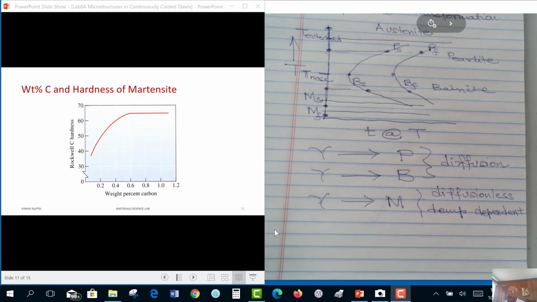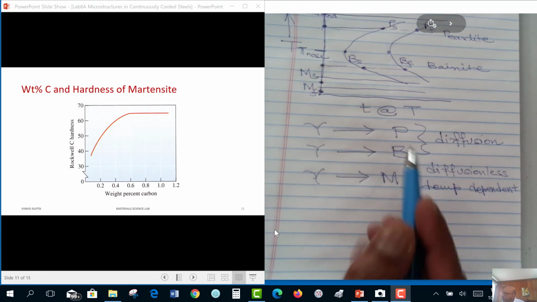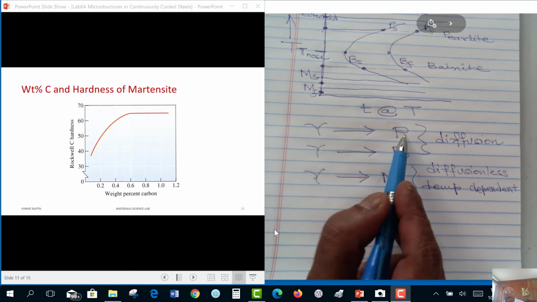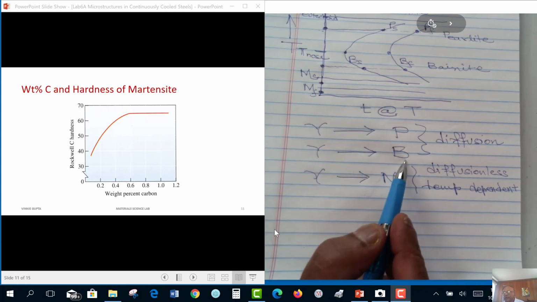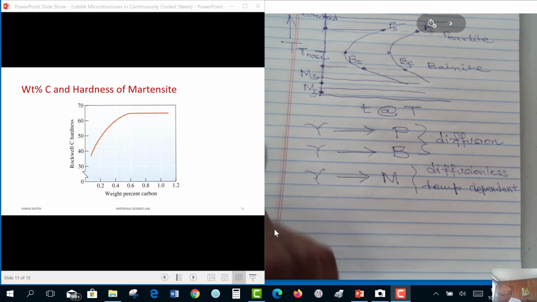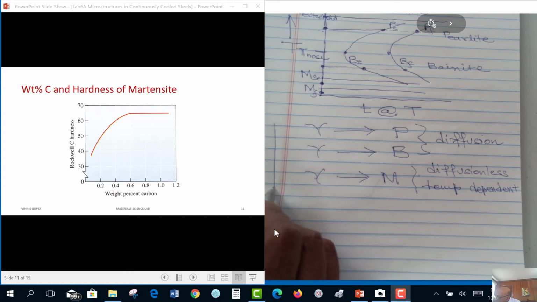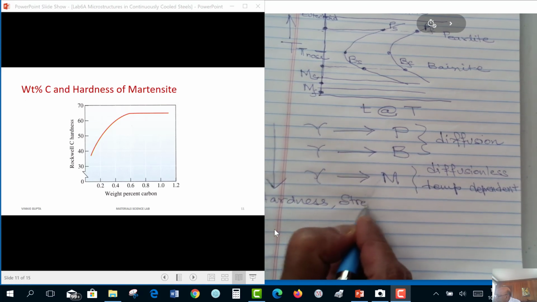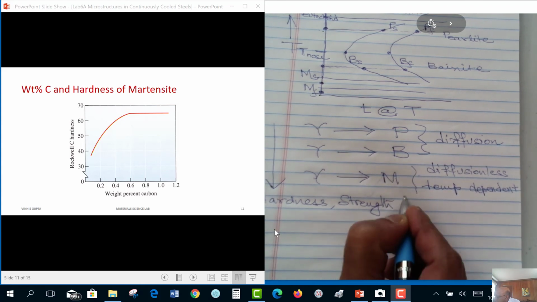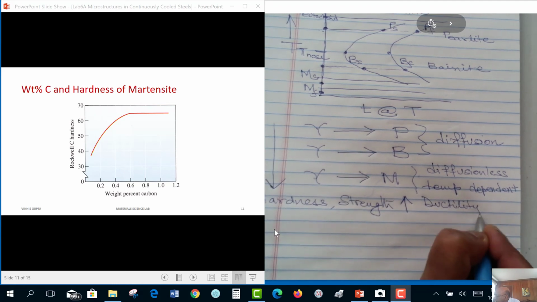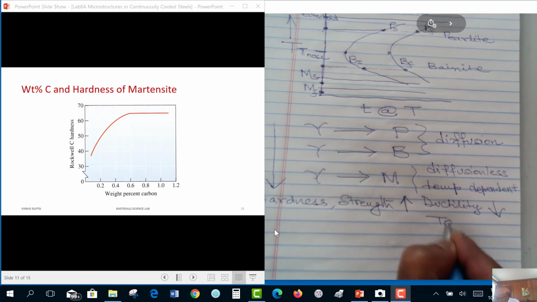Okay, so we have three kinds of structures we can form isothermally. At high temperatures, we get pearlite. At medium temperatures, we get bainite. And at very low temperatures, we get martensite. And as we go down this reaction scheme, hardness and strength of course increase, but ductility and toughness go down.